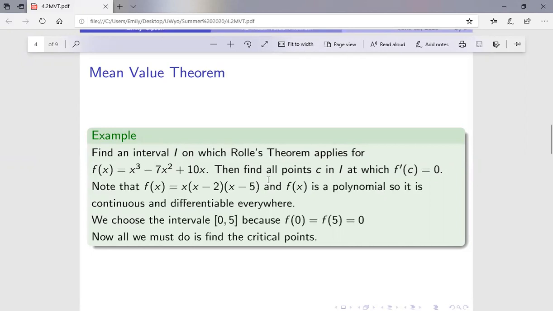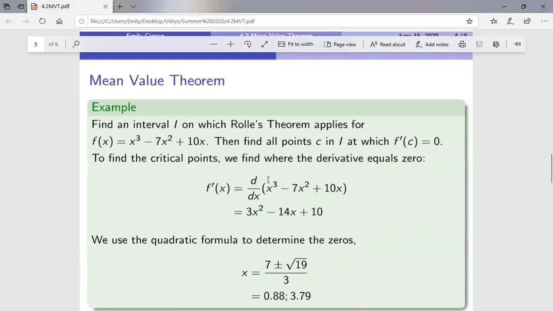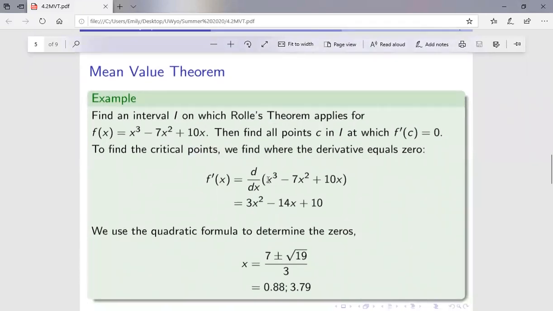Now, all we're left to do is find the critical points, and that's as simple as taking the derivative. So to find the critical points, we find where the derivative equals 0. This is done by taking the first derivative. So of our function x cubed minus 7x squared plus 10x, our derivative, using the power rule, is 3x squared minus 14x plus 10. And we're interested in where this equals 0.